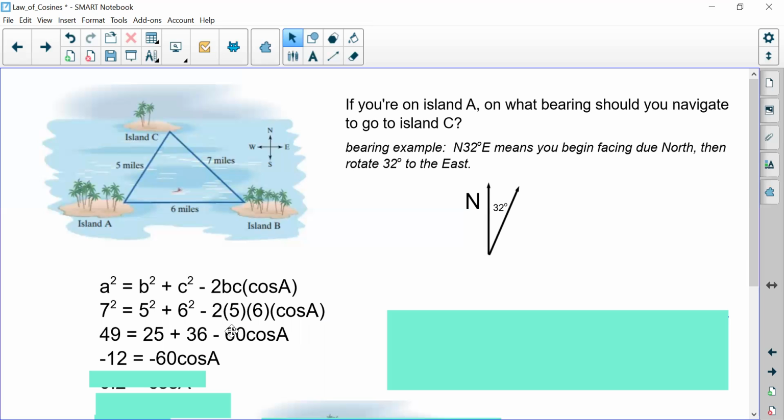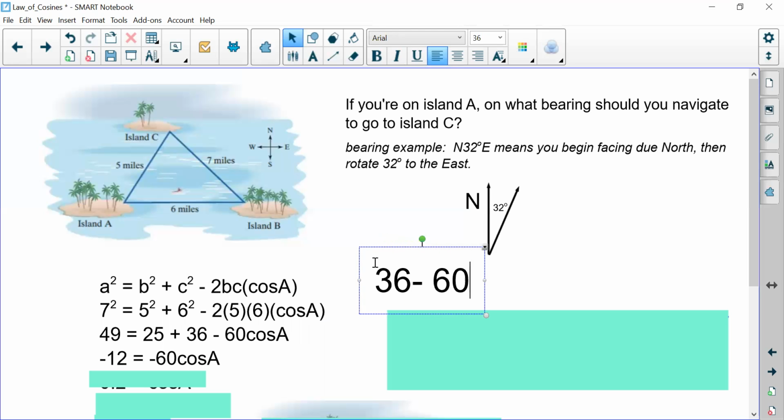36 minus 60, that shouldn't even enter your head, because I know if I gave you 36 minus 60x, none of you would subtract these two. None of you would. I believe that. So same thing here. This 60 is attached to cosine A. That's a variable. I don't know what that is. Might as well be x.